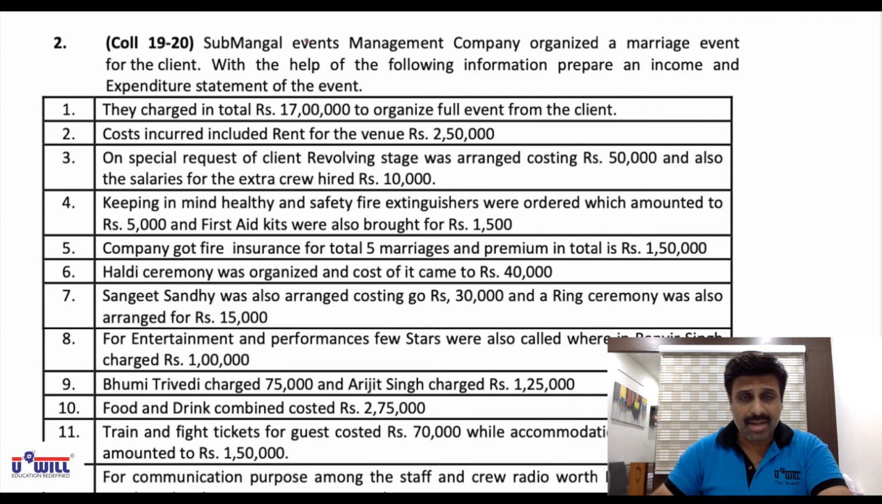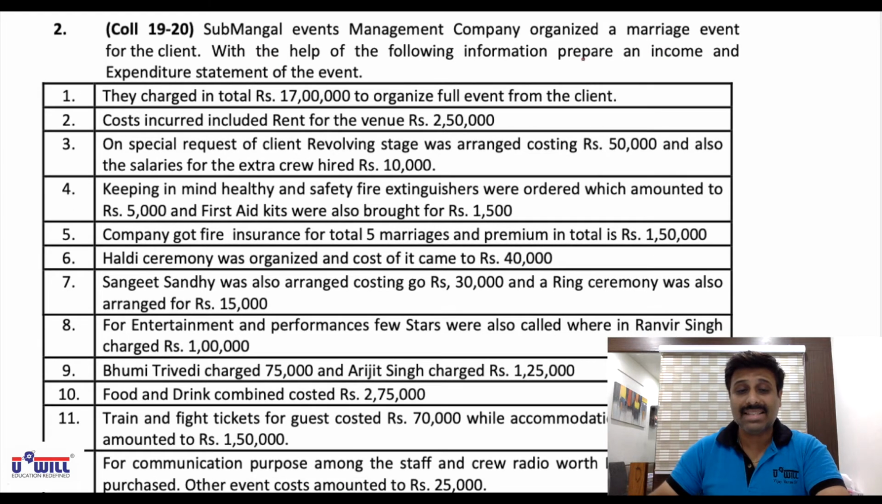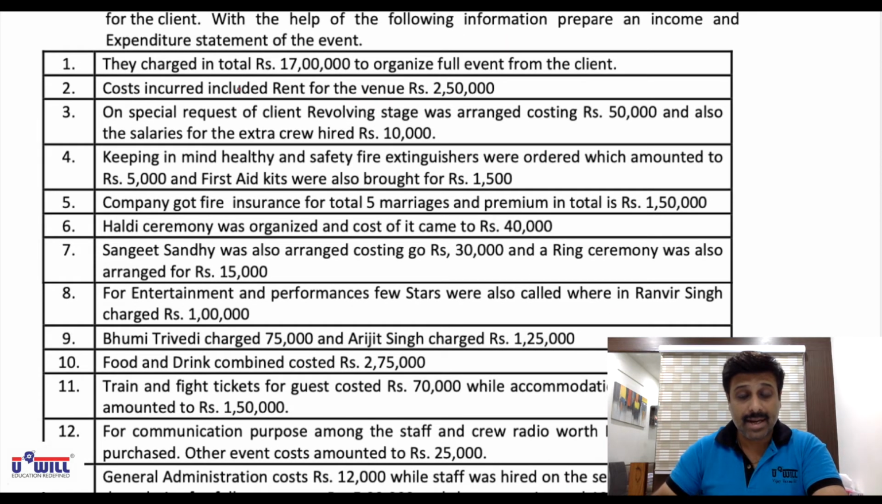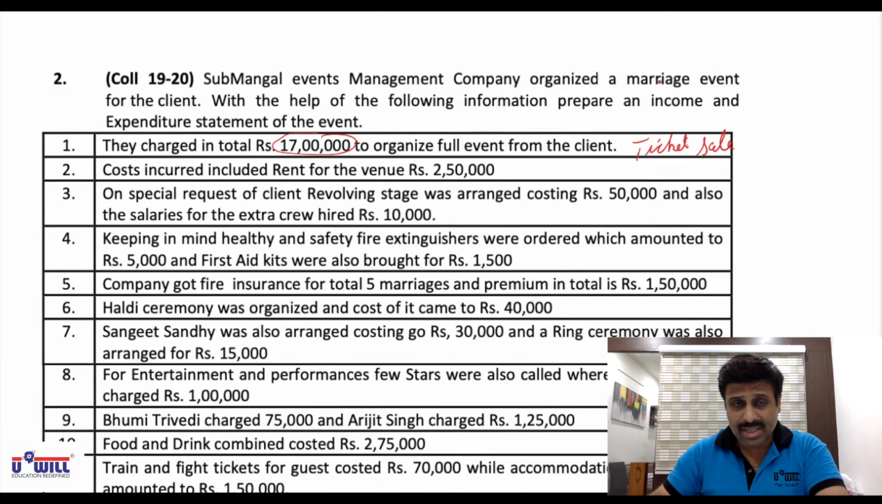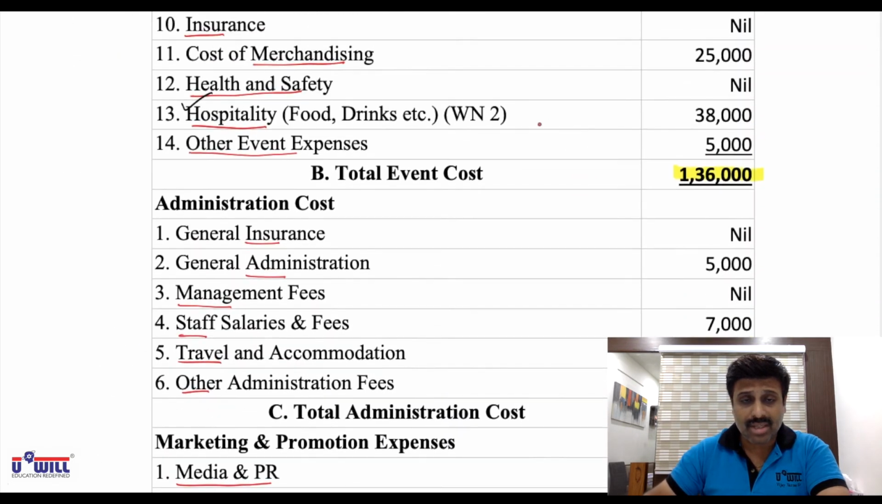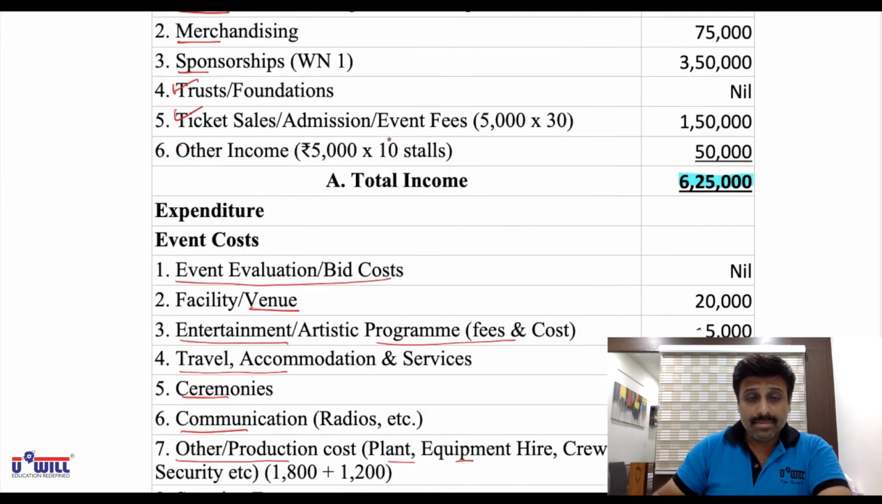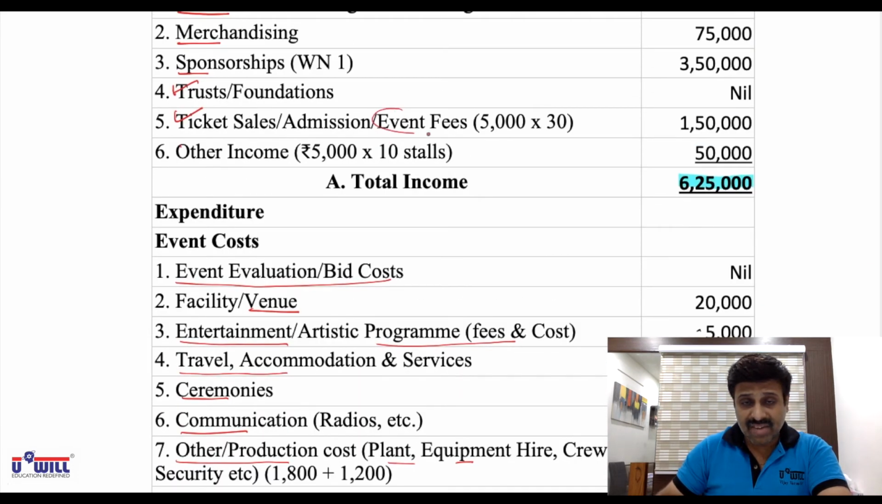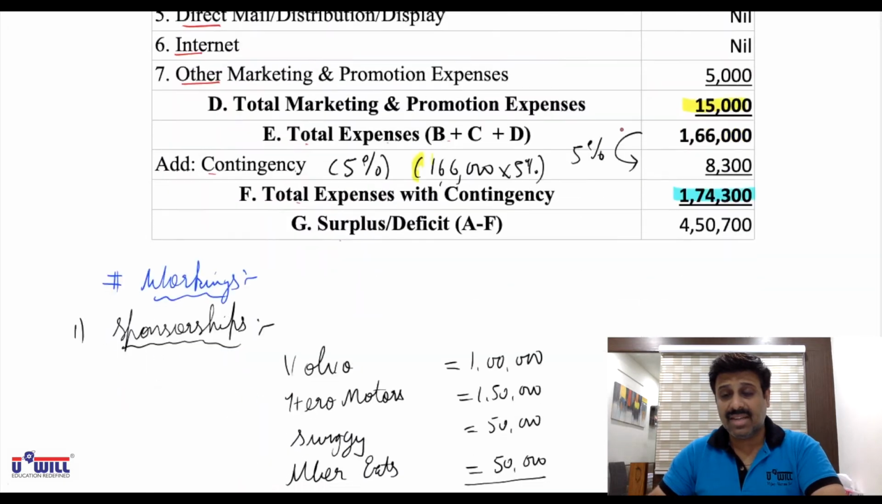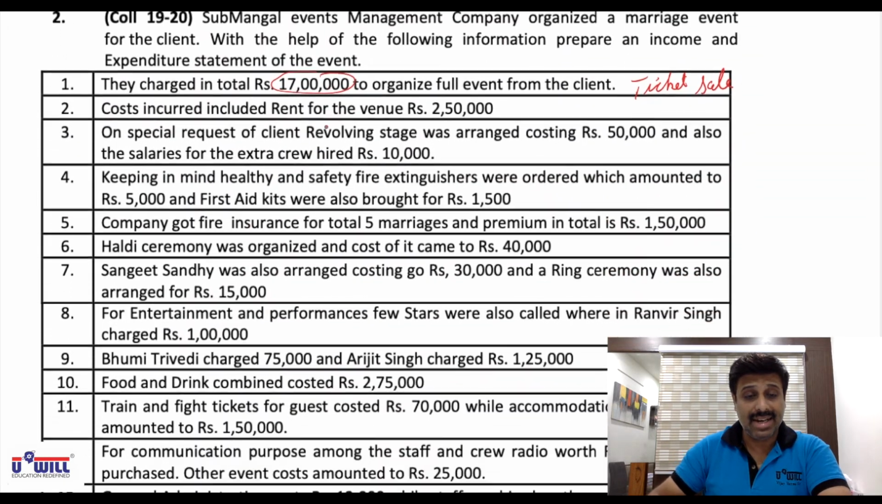It should be Shubh Mangal Events Management Company organized a marriage event for the client. With the help of the following information, prepare an income and expenditure statement of the client. They charged in total 17 lakh to organize the full event from the client. So this you record in that ticket sale part. Okay, because that ticket sale actually doesn't include only ticket sale. It includes what all things? It includes ticket sale, admission or event fees. So entire event fees here we are charging is 17 lakhs.